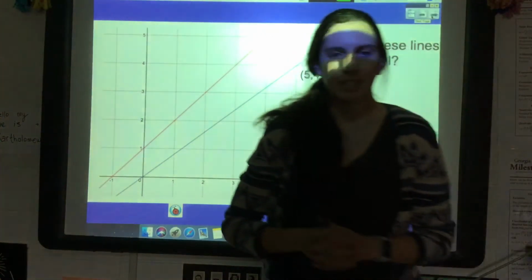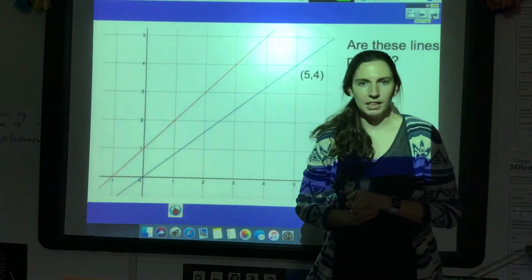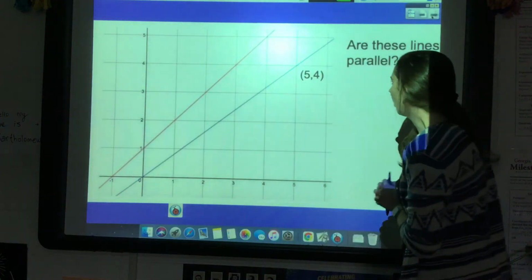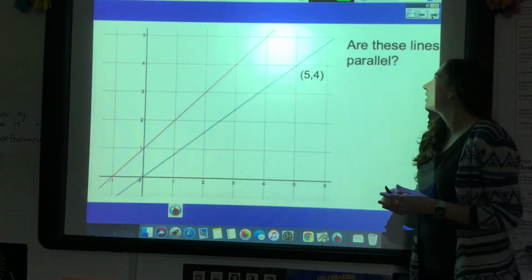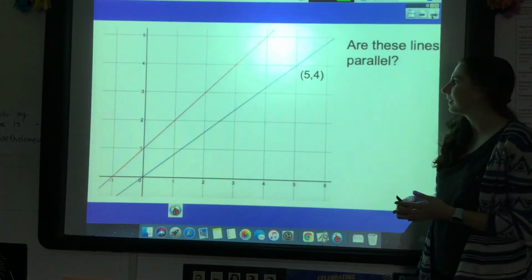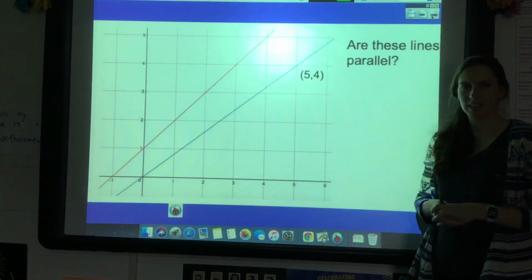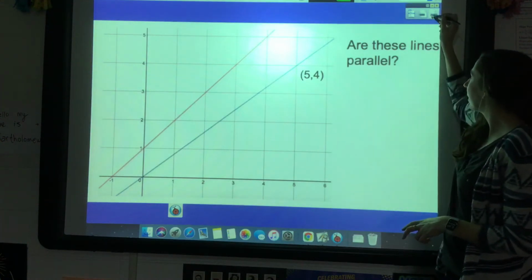In this video, we're going to talk about parallel and perpendicular lines. So, as you take a look at this red and blue line here, do you think these are parallel? And does this information help at all?